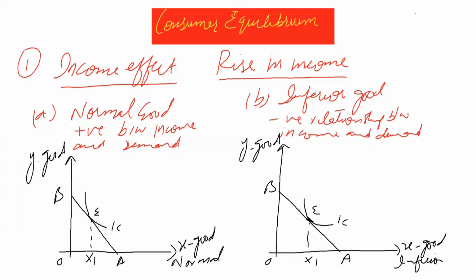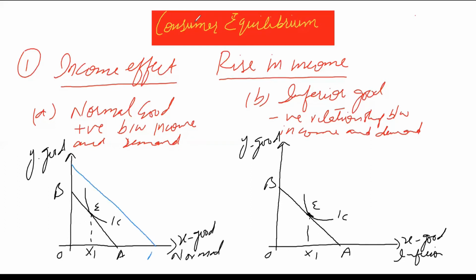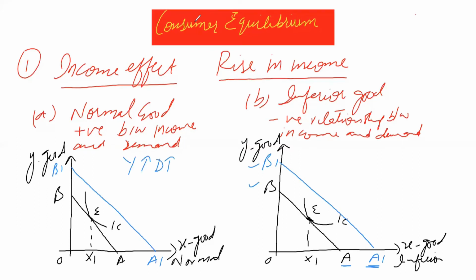A rise in income shows an increase in purchasing power of the consumer, so the budget line will shift from AB to A1B1 in the left hand side graph as well as in the right hand side graph, because whenever there is a rise in income, it increases purchasing power irrespective of the type of goods. It shows how much maximum quantities you can purchase. So we will consider this point that a rise in income will shift the budget line to the right.